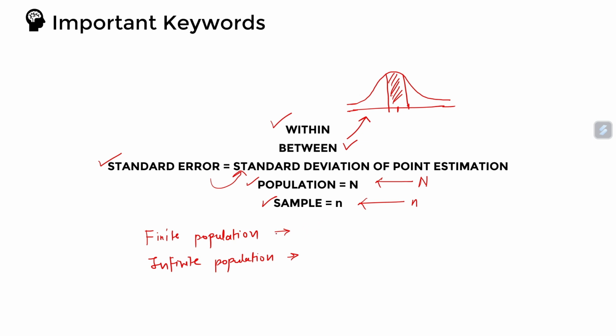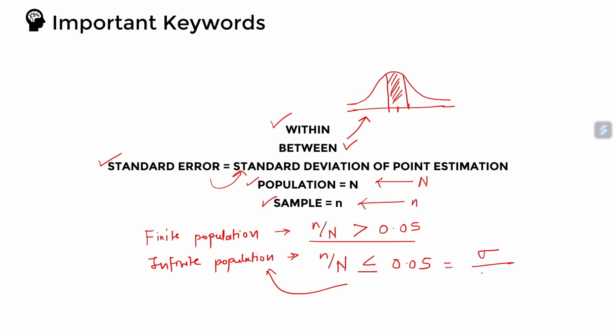When the sample size divided by the population size comes greater than 0.05, we will term it a finite population. When the sample size divided by the population size is less than or equal to 0.05, we will treat it as an infinite population. So we will simply use the formula sigma by root n. But in the finite case we will use the formula under root of (N minus n) upon (N minus 1) into sigma by root n.